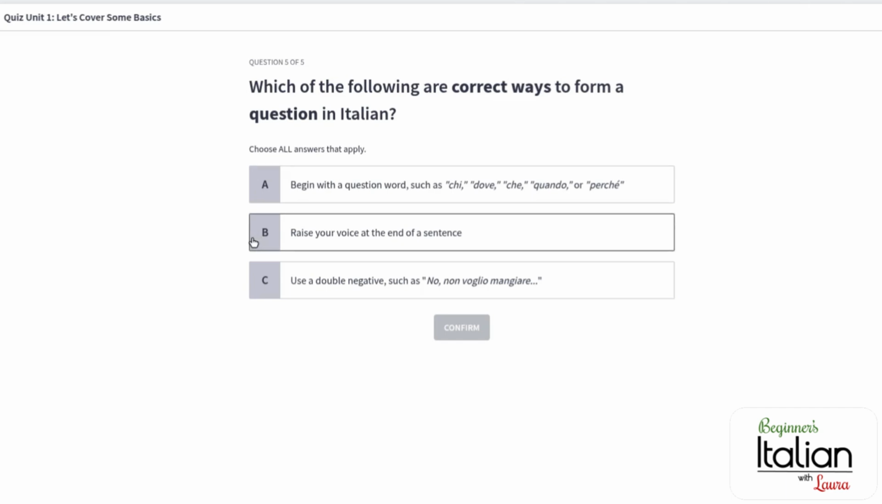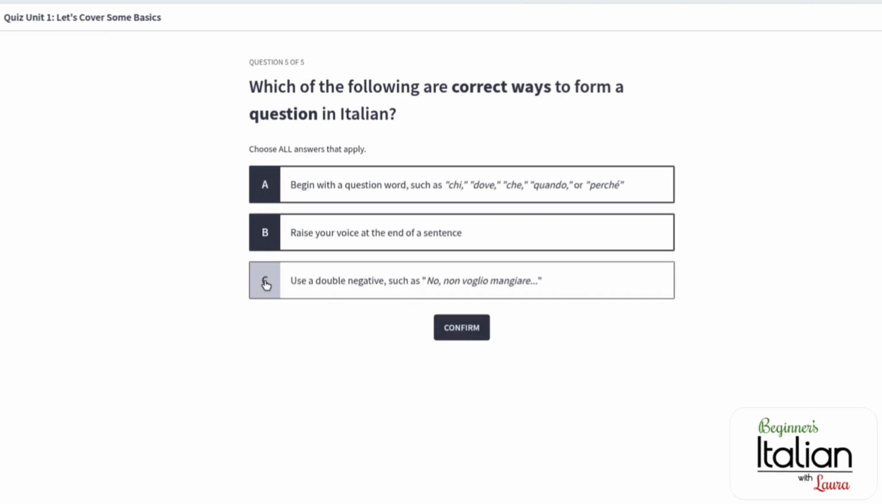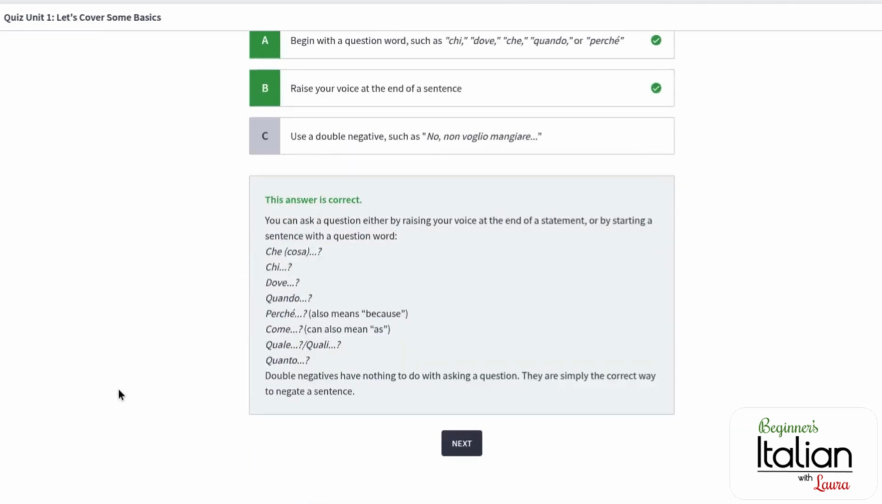Letter B, raise your voice at the end of a sentence. Or letter C, use a double negative such as no, non voglio mangiare. Okay, so the correct answers were A and B. You can ask a question either by raising your voice at the end of a statement or by starting a sentence with a question word.